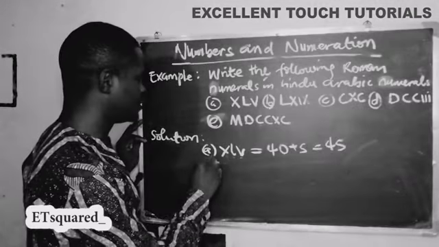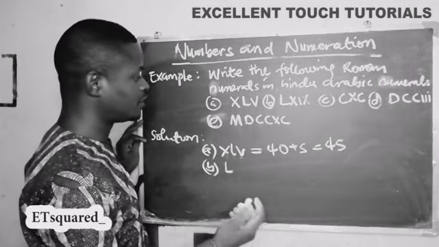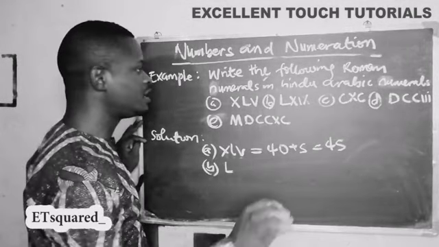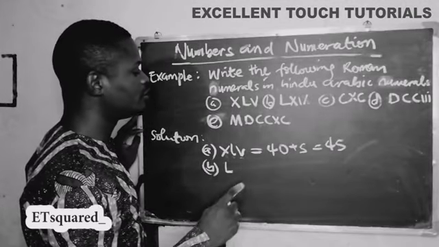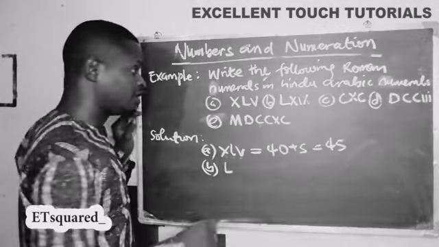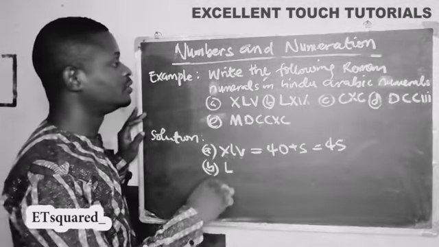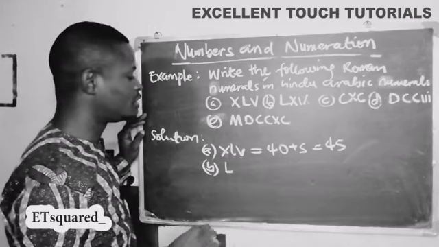Very simple. Next is, this will help you not to cram, so that if you see any number written in Hindu Arabic numeral, you can tell its equivalent in Roman numerals. And if you see any number in Roman numerals, you can tell its equivalence in Hindu Arabic numerals.